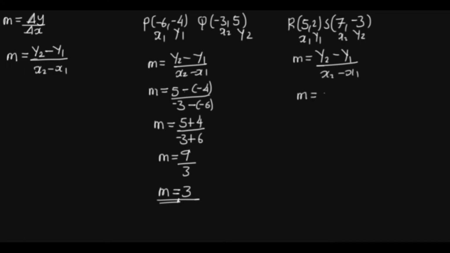So y2 is negative 3 minus y1, which is 2, over our x2, which is positive 7, minus 5. So here on the top we are going to add, since we have the same sign, negative 3 minus 2 is negative 5, over 7 minus 5, that is 2. So this is our answer, or we can say 2 into negative 5 is negative 2, remainder 1. So this is now our gradient.